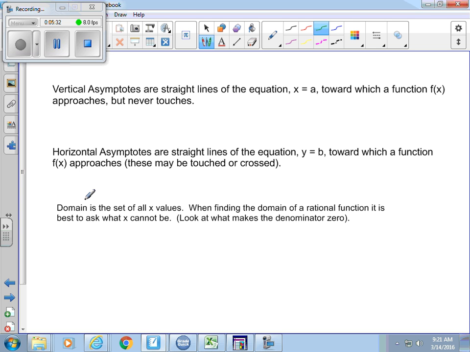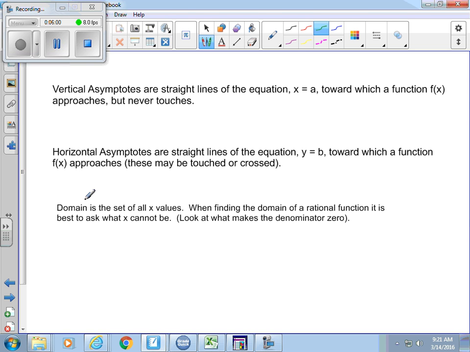Just some quick definitions. Vertical asymptotes are straight lines of the equation x equals a number toward which a function approaches but never touches. So Chris said that earlier. Y'all have heard of vertical asymptotes before, right? In some other class. So they are vertical lines where the function approaches but never touches.